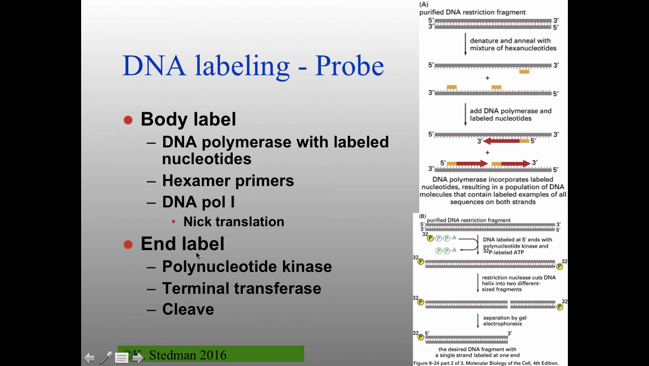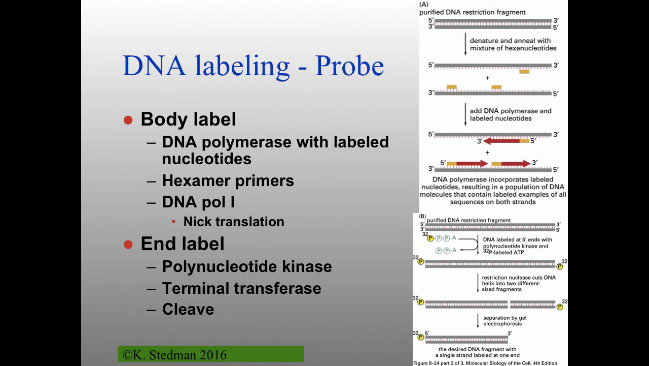What do they put them on? Polynucleotides. So this particular enzyme will put a phosphate on the 5' end of your DNA. If you have radioactive phosphate that you use for that, it'll put a radioactive phosphate at the 5' end of your DNA. And so that's this example right here.